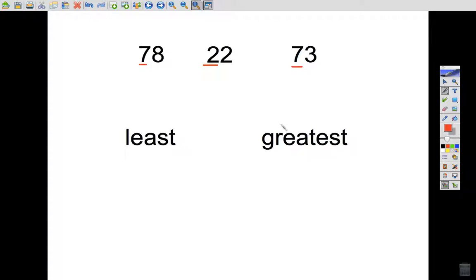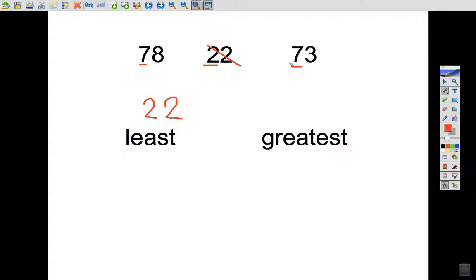So I can easily see that the smallest number is 22 because it only has 2 tens, and I know that 2 is a smaller number than 7. So I know that I need to start with 22 as the least number, the smallest number. But this is where it gets kind of tricky.